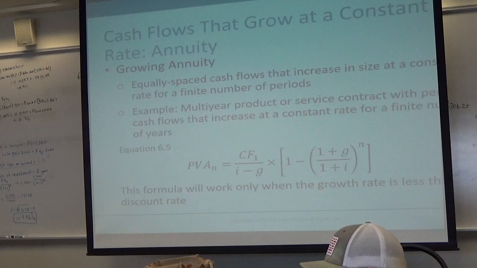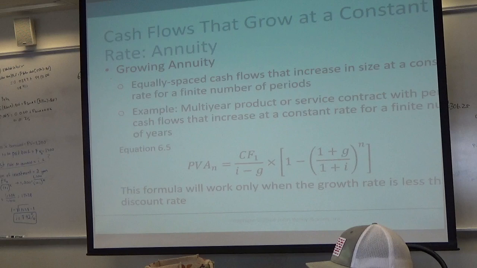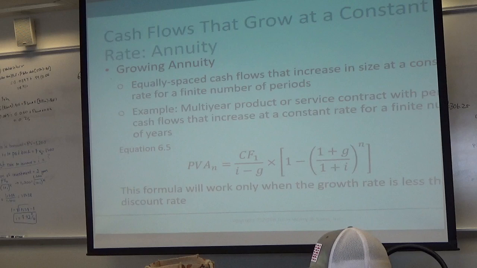Cash flows that grow at a constant rate, annuity. A growing annuity is an equally spaced cash flow that increases in size at a constant rate for a finite number of periods. And then below that is just an example of it. The formula will only work when the growth rate is less than the discount rate. So here's another example.